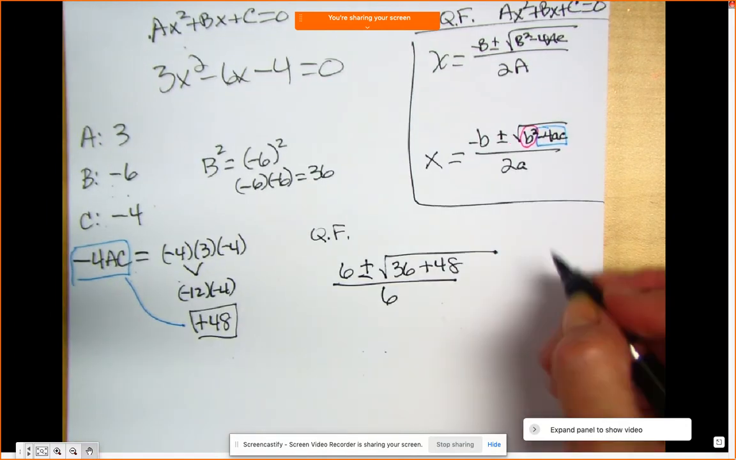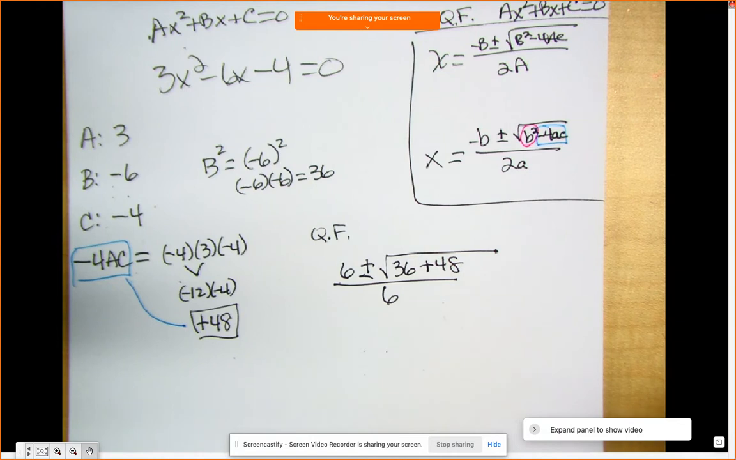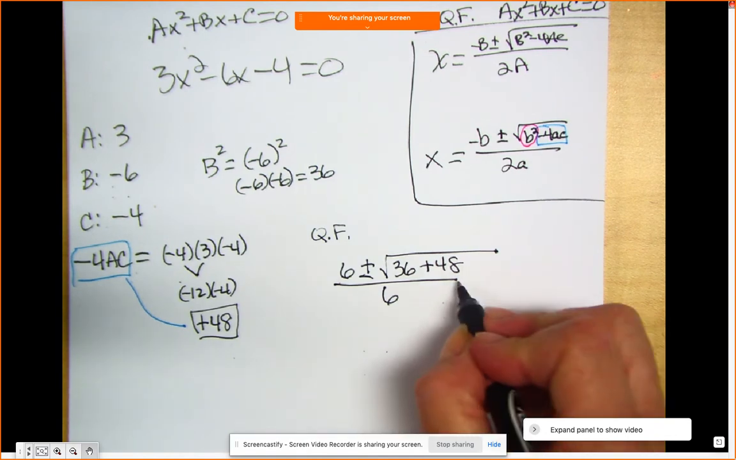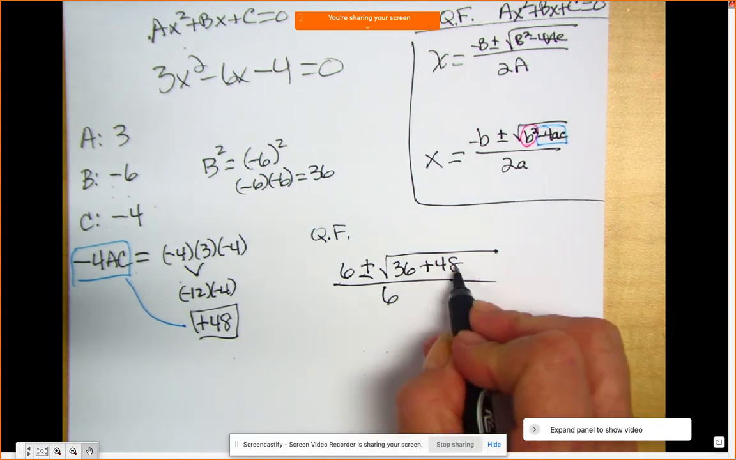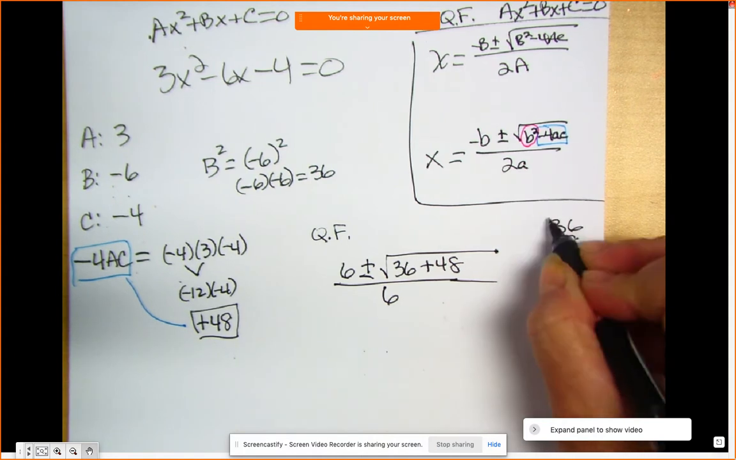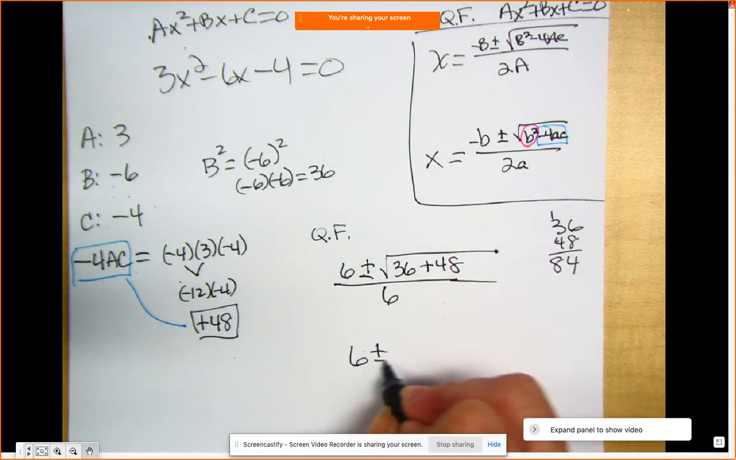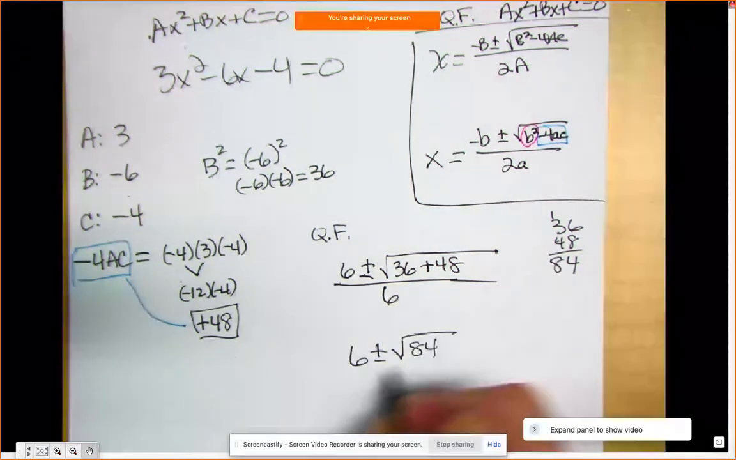Okay, step. Now I have to first simplify what's under the radical. That's just the rules of math. If there's any parentheses, radicals, absolute values, you've got to do everything inside those brackets first. So I need to add 36 and 48. 8 plus 6 is 14. 4, 5, 6, 7, 8. I get 84. So I get 6 plus or minus square root 84 over 6.